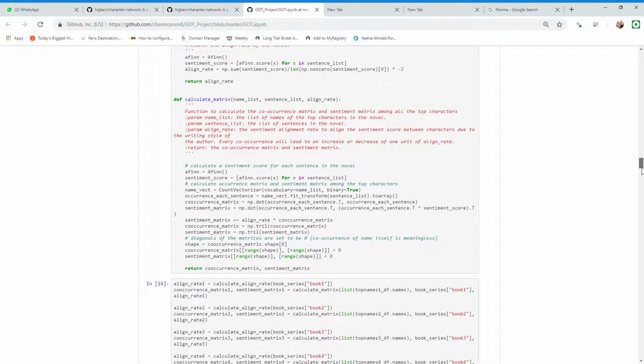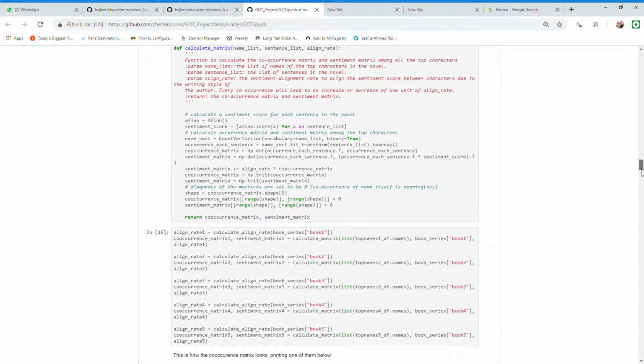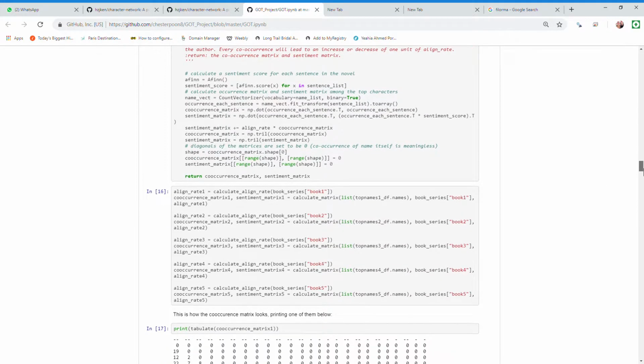So what we do here is we calculate our matrices. We build our sentiment matrices and our co-occurrence matrices. I think the co-occurrence matrix is the dot product of the occurrence matrix and its transpose. And the sentiment matrix is the dot product of the occurrence matrix and its transpose times the sentiment score. As you can see, the alignment rate is added into the sentiment matrix because we need to do that adjustment. So from here, we can build out our matrices.